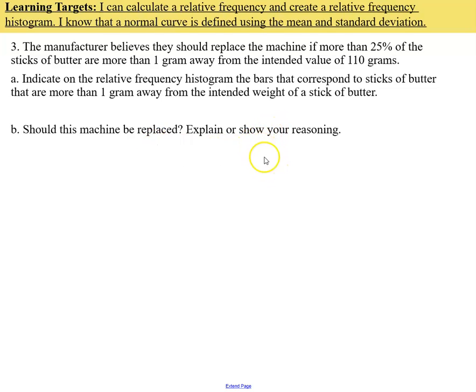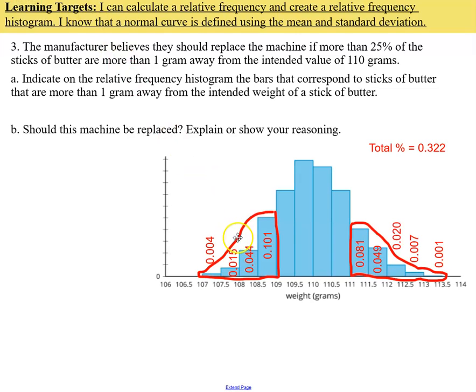So now would be a great time to pause the video and to make markings on your histogram for the sticks of butter that are more than 1 gram away, and see if you can figure out if the machine should be replaced. Alright, we're back. Hopefully you had a chance to do both of those things, and on this next page we'll take a look at the histogram.